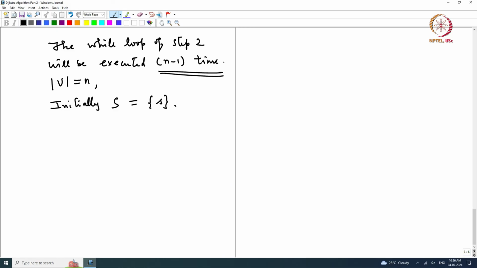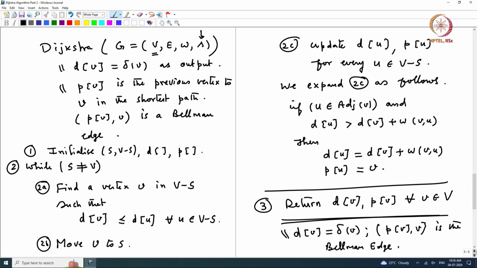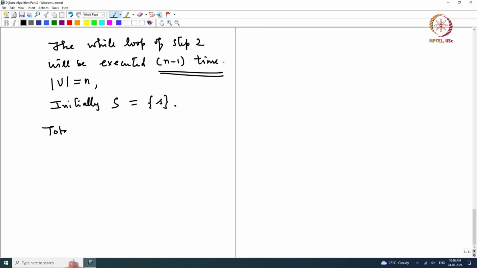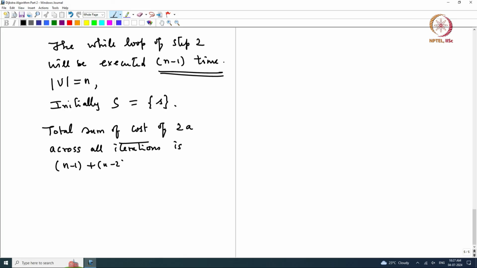Okay. Each time you are finding the minimum element in 2a. What is the cost of 2a? You have to go through all vertices in V minus S and find the minimum. Initially V minus S has n minus 1 elements, then n minus 2 elements, then n minus 3 elements and so on. Therefore, the total sum of the cost of 2a across all iterations is n minus 1 plus n minus 2 plus and so on down to 2, which is order n square.